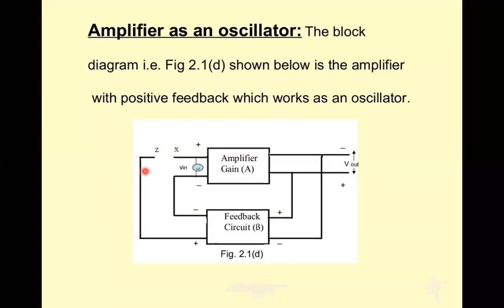Now understand this circuit, the amplifier as an oscillator. We have taken an amplifier, and a small portion of its output is given to the feedback, and through the feedback we again give an input to the amplifier. So just understand this block diagram. This is an input V in and this is an output V out. This is a feedback circuit. Beta is the feedback factor, and the gain of this particular amplifier is A. So A is equal to V out by V in.